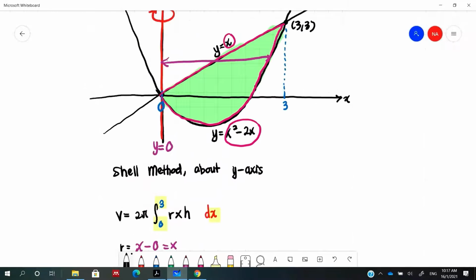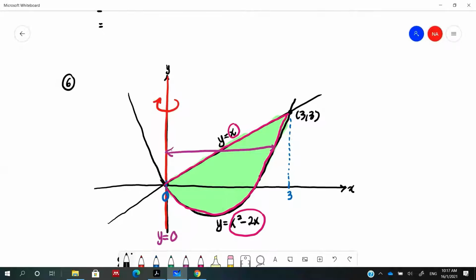So this is basically the shell method, right? So we are completely done with Calculus 1.